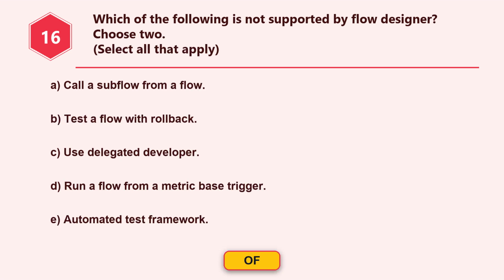Question 16. Which of the following is not supported by Flow Designer? Choose 2. Option A. Call a subflow from a flow. Option B. Test a flow with rollback. Option C. Use delegated developer. Option D. Run a flow from a metric-based trigger. Option E. Automated test framework. The correct answers are options B and E.